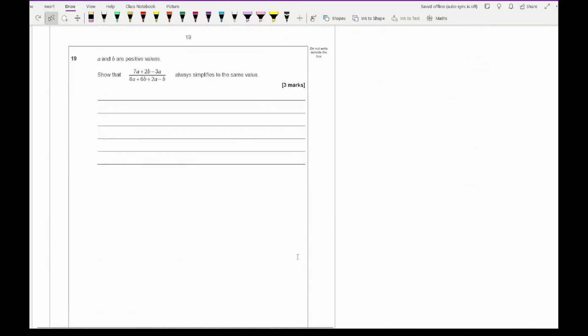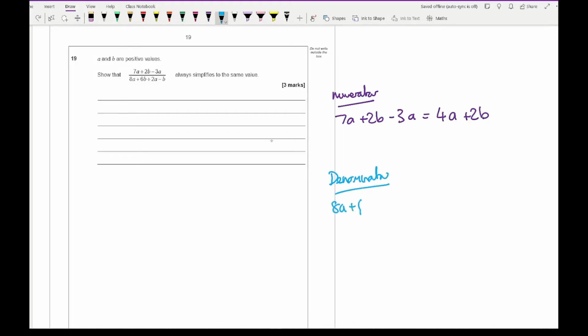So moving on to question 9, it says A and B are positive values. Show that, and then we've got this algebraic fraction that needs to simplify. So looking at the numerator, we've got 7a plus 2b minus 3a, which is going to give me 4a plus 2b. And looking at the denominator, I've got 8a plus 6b plus 2a minus b. And if I simplify that, I get 10a plus 5b.